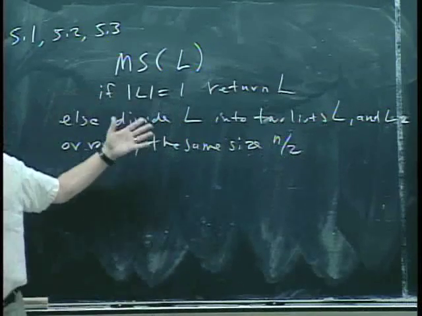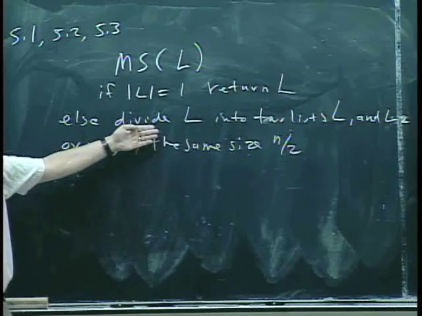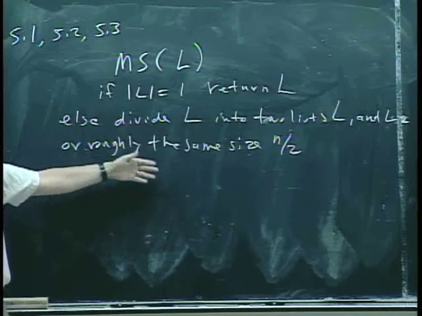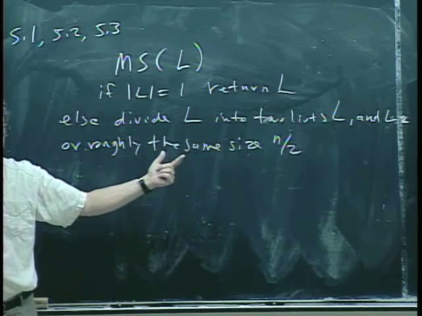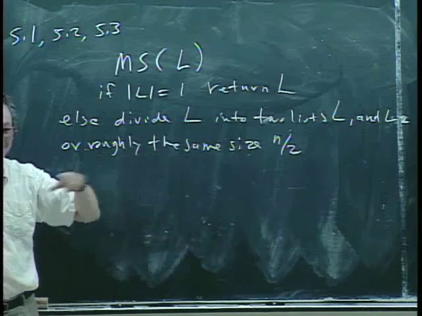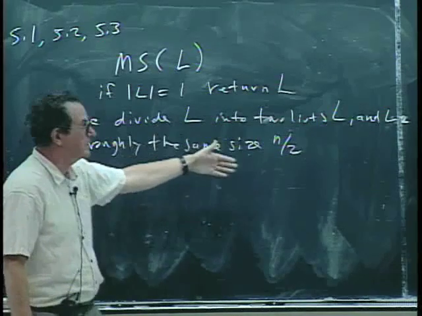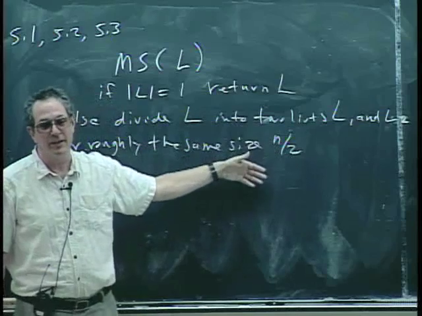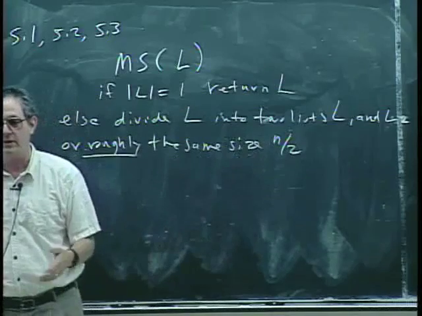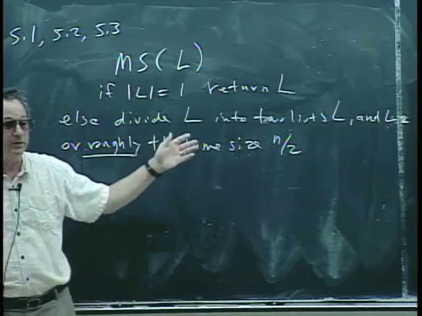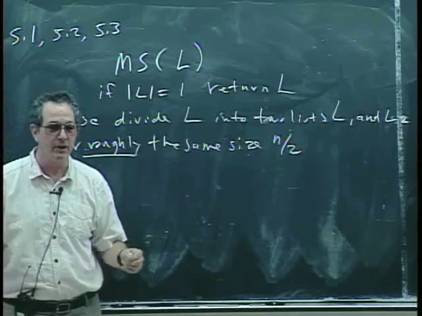Okay, now let me say a little bit about the level of precision in this class. You can divide L into two lists of exactly the same size, N/2, when N is what? Even, exactly, thank you. But you can't when N is odd. But I'm not going to write that down here. I'm just going to say roughly the same size. And you will know what that means. If you were going to program this, you'd translate it into something more precise. Maybe you'd pay attention to whether N is even or odd.